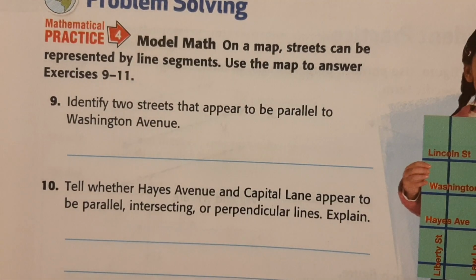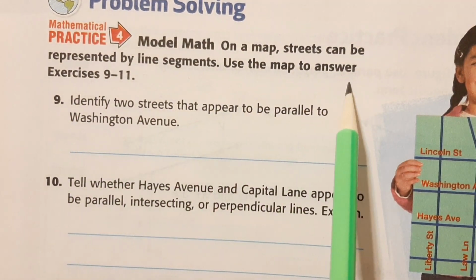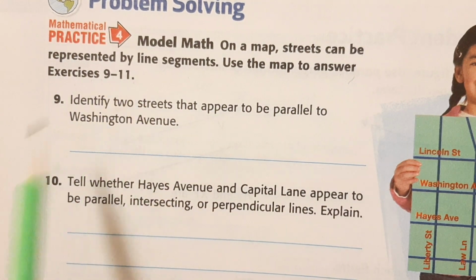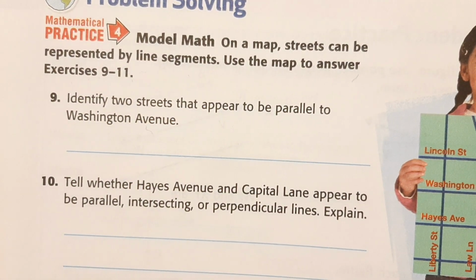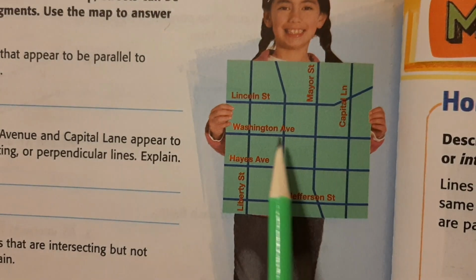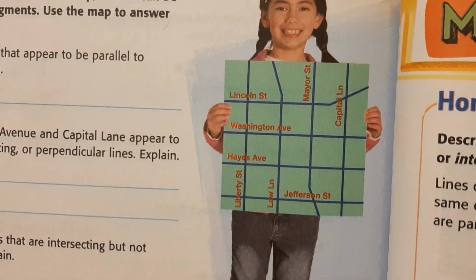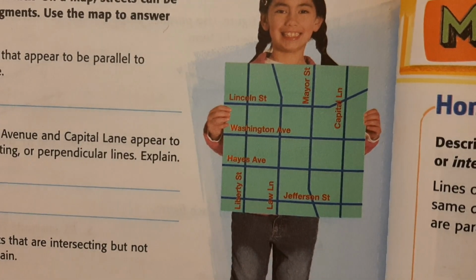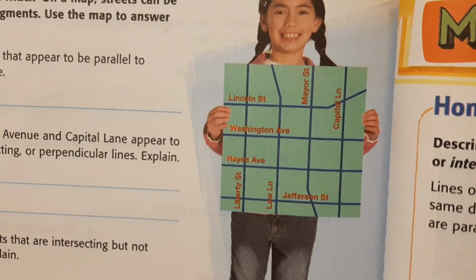Let's take a look at this map. We're going to do this together for just a minute. On a map, streets can be represented by line segments. Use the map to answer exercises 9 through 11. It says, identify 2 streets that appear to be parallel to Washington Avenue. So you look at this map. Here is Washington Avenue. Now, can you find 2 streets that are parallel to that? I want you to stop the video and write it down.